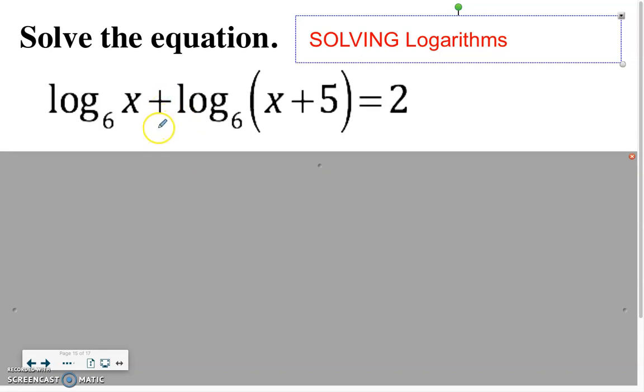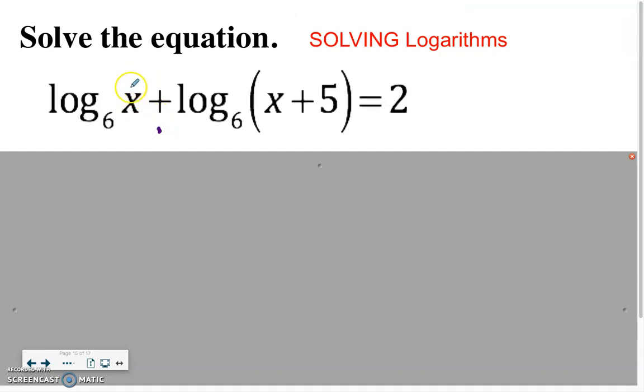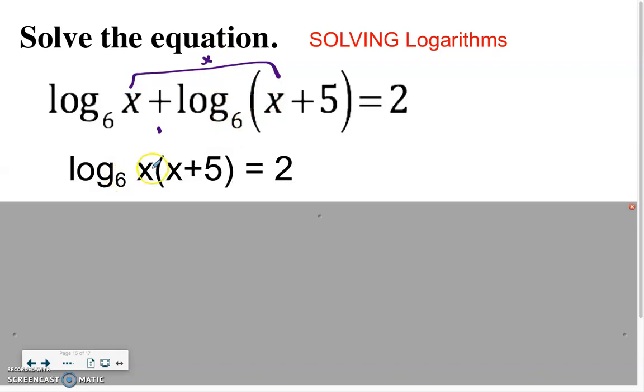So addition means that we are going to multiply. I'm going to multiply the x and the x plus 5. So it becomes log base 6 of x times x plus 5 is equal to 2. Notice it didn't do anything with the 2. And since we don't have logs on both sides, how can I solve this? How can I get out of logarithm form and get into a form that I do know how to work with?